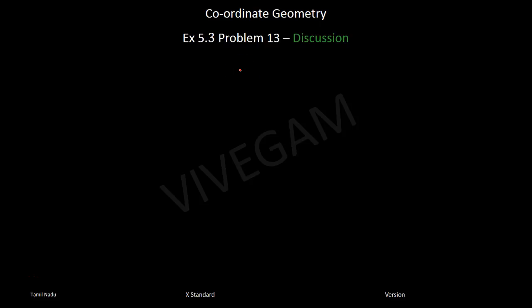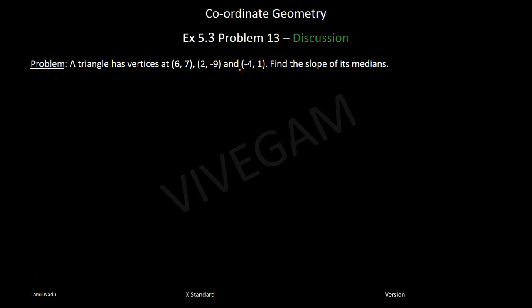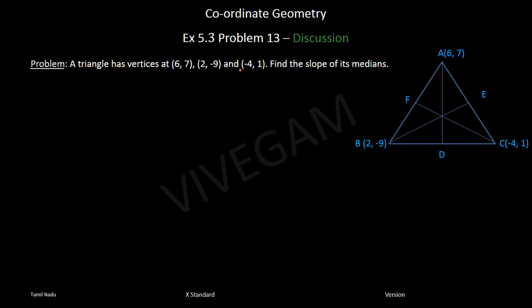Exercise 5.3, problem 13, discussion. So let's read the problem. A triangle has vertices at (6, 7), (2, -9) and (-4, 1). Find the slope of its medians. So let's draw the diagram. Let's name these vertices as A, B, C: (6, 7), (2, -9), (-4, 1).